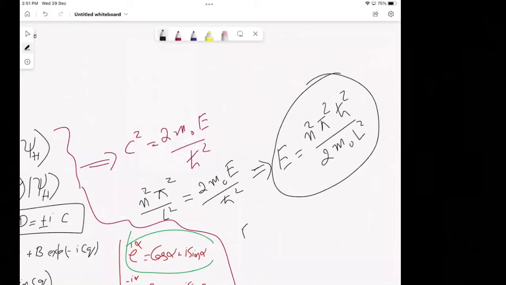And if n is equal to 0, for n equal to 0, then E will become 0. Because n is 0, E will be 0. So E naught, the zero energy, will be this.